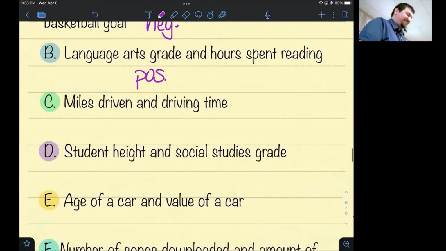So, all right, anyways, miles driven and driving time. If you have to drive more miles, will it take you a longer or shorter time to do that? Xander? Yeah, so as the miles you need to drive increases, your driving time is going to increase. If you have a shorter distance, you'll have a shorter time. Yes, Maddox?